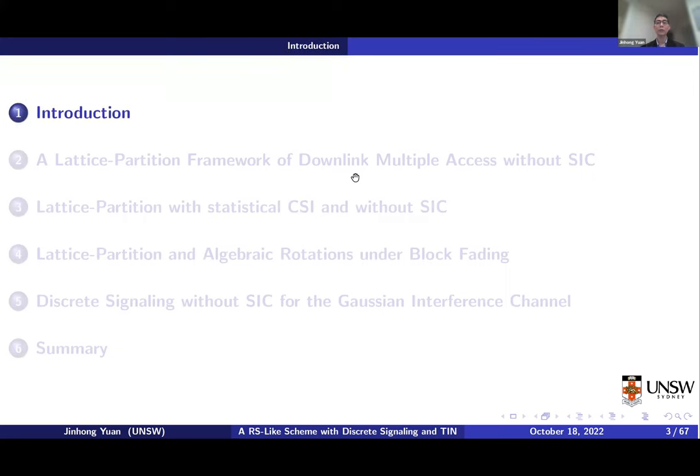Yes, so what I'm going to do is give us more background or introduction. Later on, talk about a lattice partition framework, or I call it a rate splitting based scheme, for downlink multiple access channel without successive interference cancellation. Later on, I'm going to apply the same tricks or the similar framework to other settings. Like if we know the statistic channel state information, how do we deal with this multiple access scheme? Or if we have a block fading channel, how do we deal with it? Or later I'm going to Gaussian interference channel and with a summary.